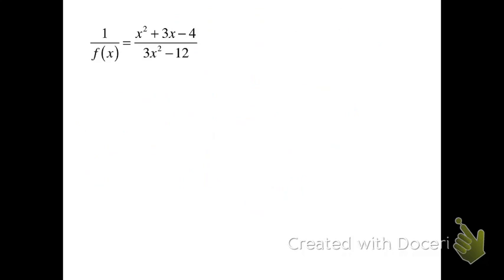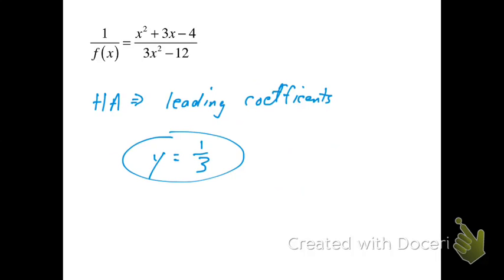And then one quick other thing, let's look at that horizontal asymptote. As I mentioned before, we look at those leading coefficients because the highest degrees of the numerator and denominator are both 2. And this is 1 over 3. That shouldn't surprise us, because the horizontal asymptote was 3 before, and now we're talking about the reciprocal, so that's 1 over 3.